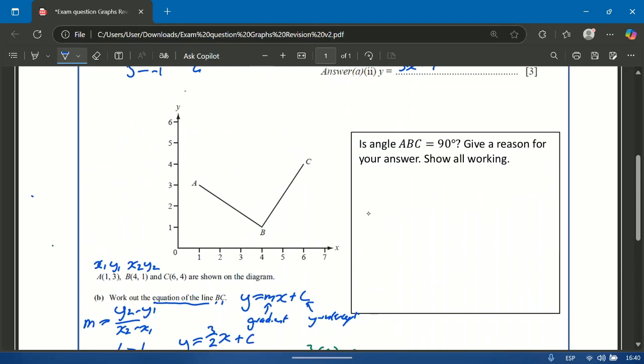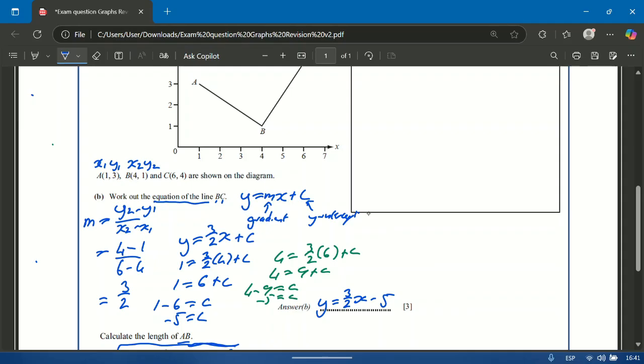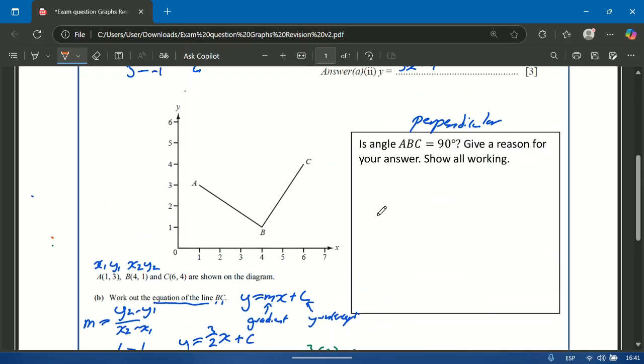Right, last question here. Is angle ABC 90 degrees? 90 degrees, of course, being perpendicular. Okay, so we need to look here. We already did, let's do this in another color, orange, we already did the gradient of line BC. For BC, the gradient is 3/2.